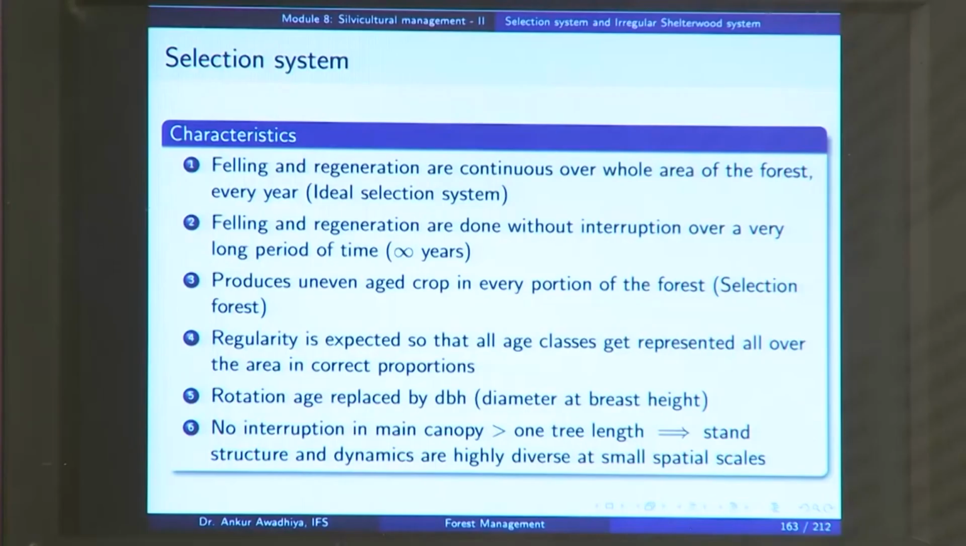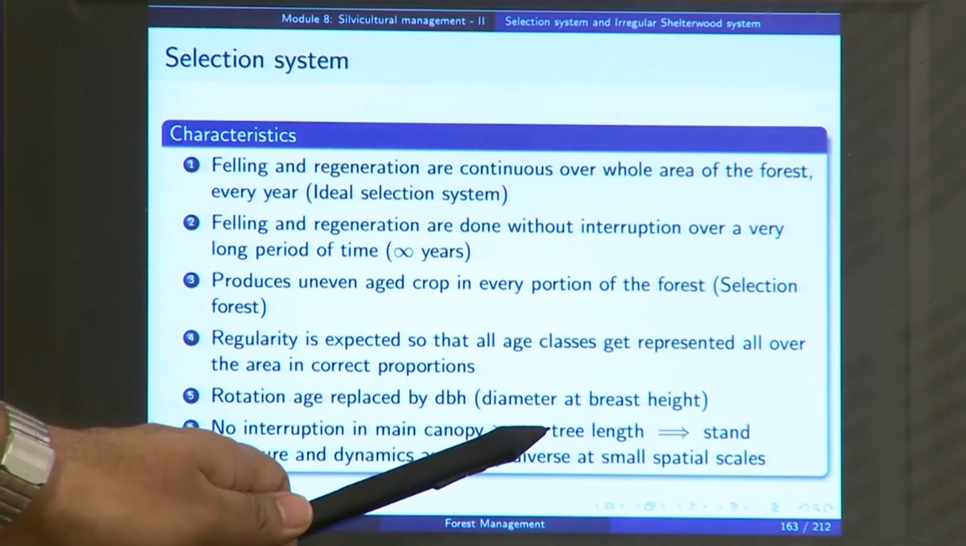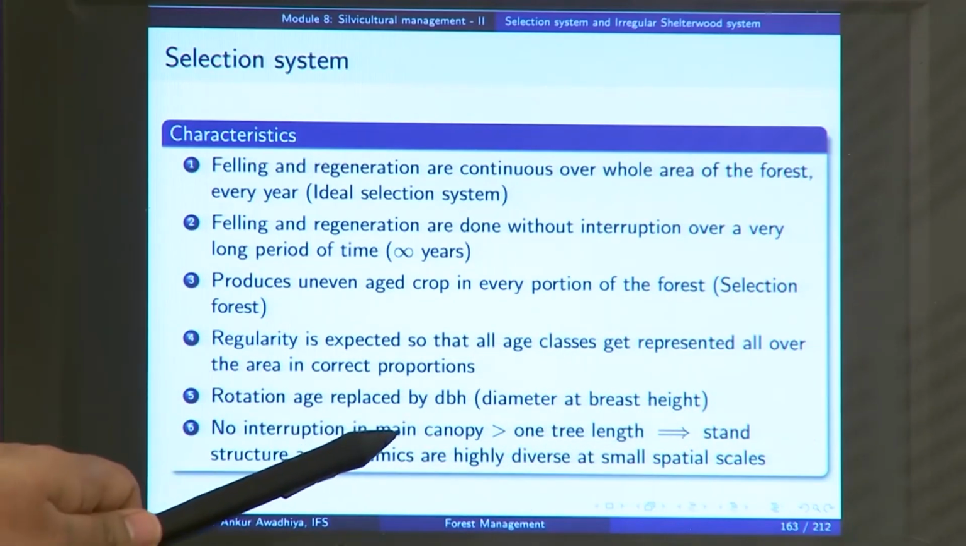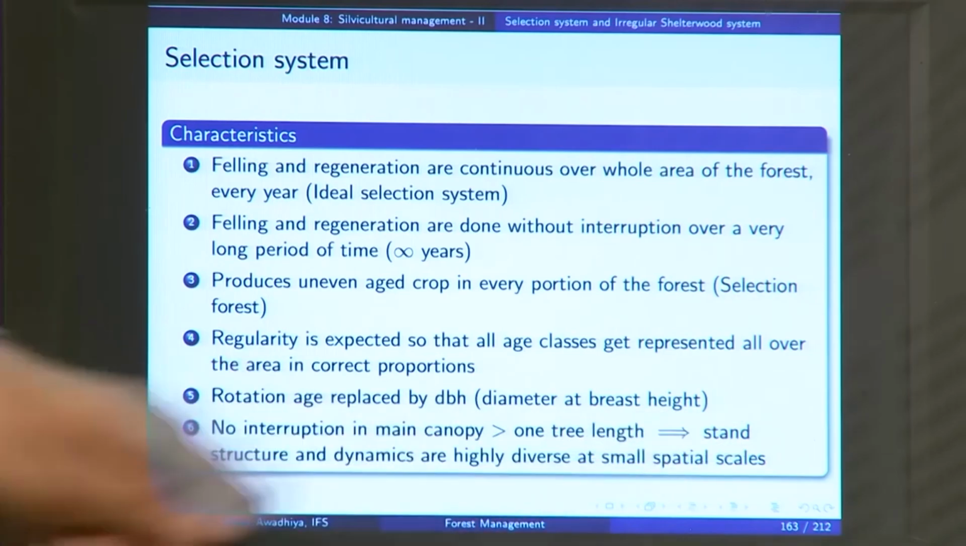So, this looks very similar to a natural forest. At all times you have a canopy cover. So, there is no interruption in the main canopy which is greater than 1 tree length, which means that the stand structure and dynamics are highly diverse at small spatial scales.